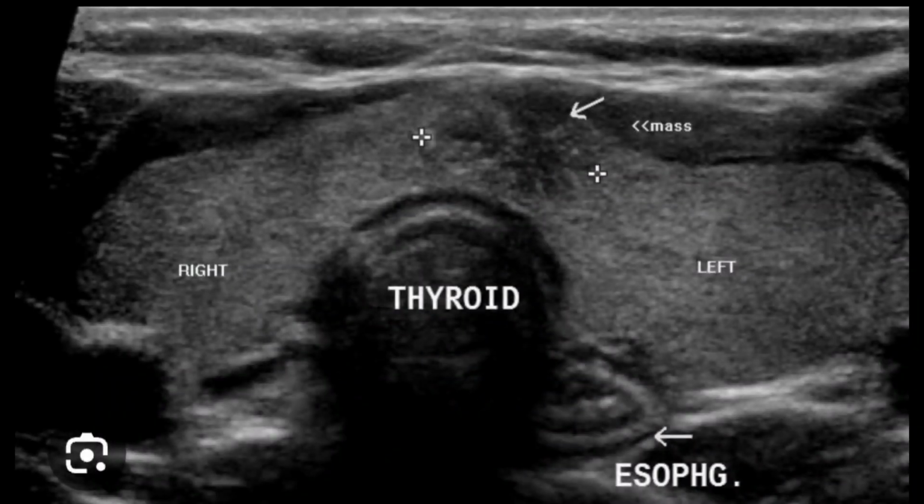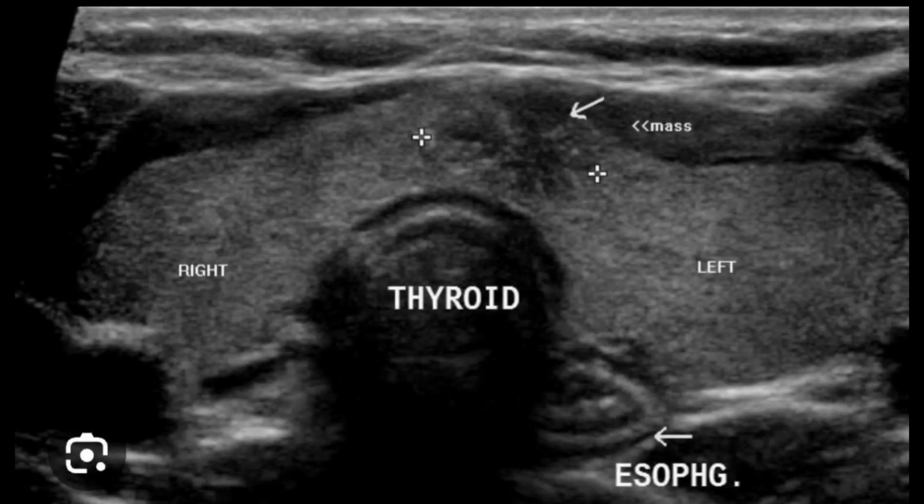U4 is given to the category of nodule which happens to be suspicious. So these suspicious nodules have certain characteristics on ultrasonography. The first important characteristic is that it would appear as solid and hypoechoic. Hypoechoic in the sense that, if you compare with the thyroid parenchyma, the nodule parenchyma will be hypoechoic as compared to the thyroid parenchyma.